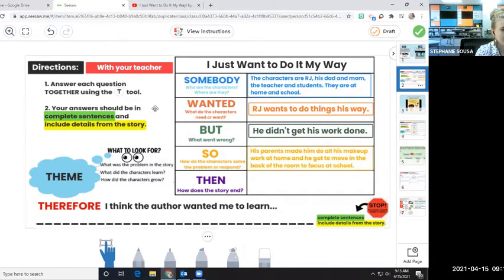Okay. Then, how does the story end? RJ wants to do things his way, but he didn't get his work done. So his parents made him do all his work at home, and he got to move to the back of the room to focus at school. Then, what's going on with the end of the story? Bella, what happened at the end?